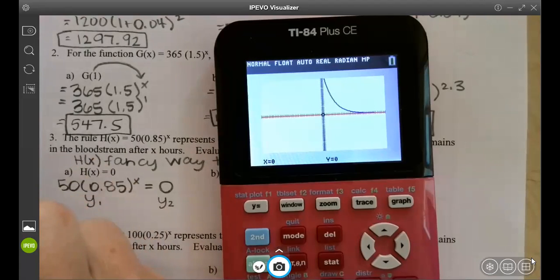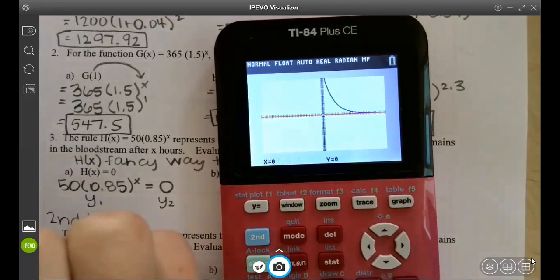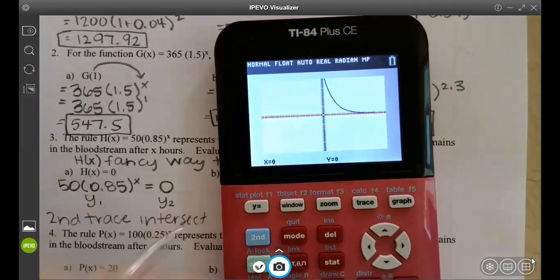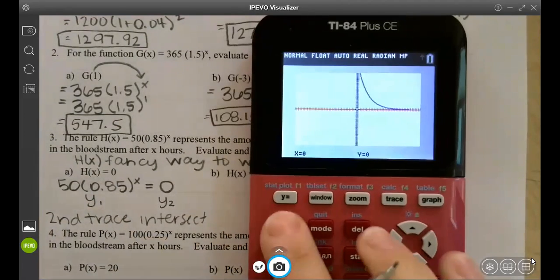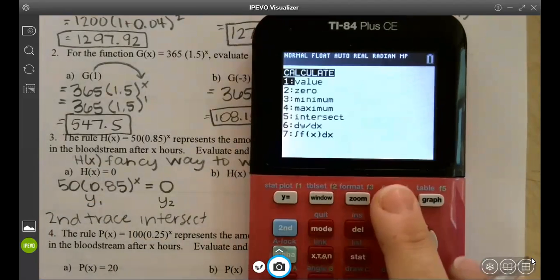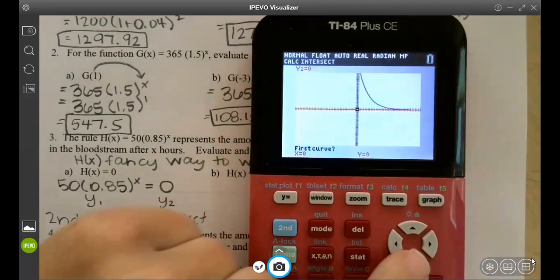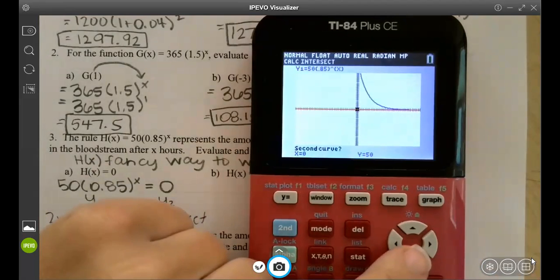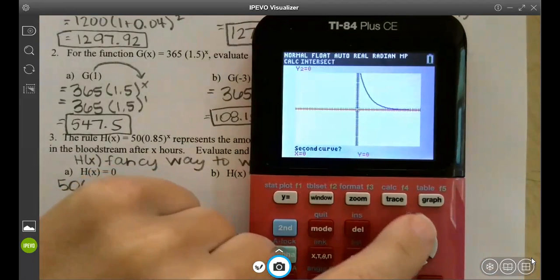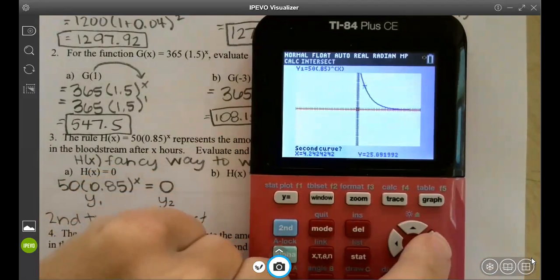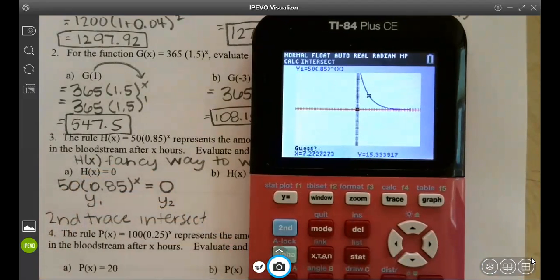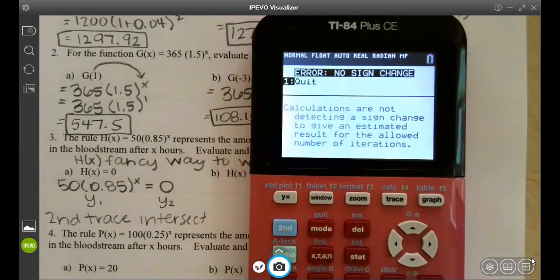You do second trace, intersect. Second trace is up here at the top, and intersect. I'm going to hit enter. I need to go to the blue line, hit enter, and then find out where it's at. So enter, enter, enter. And what do we see?